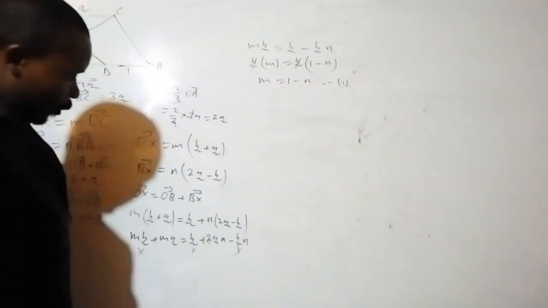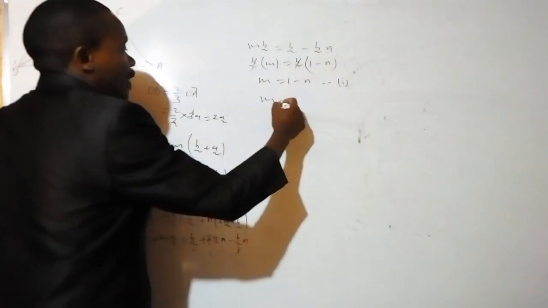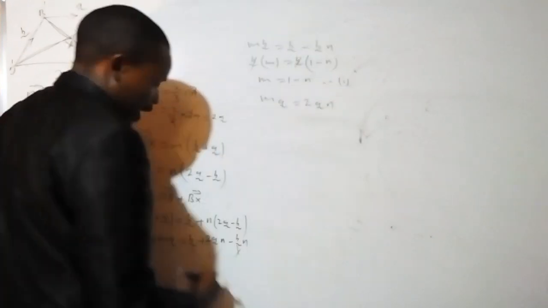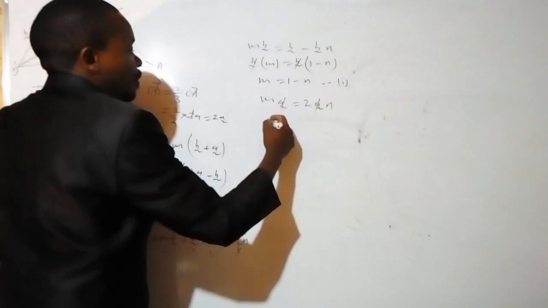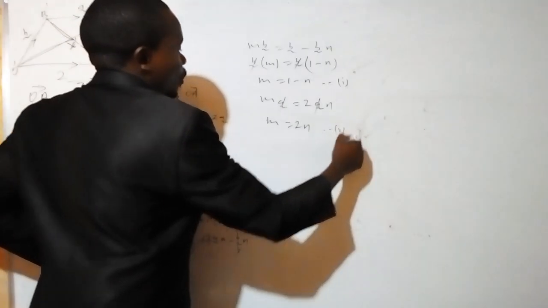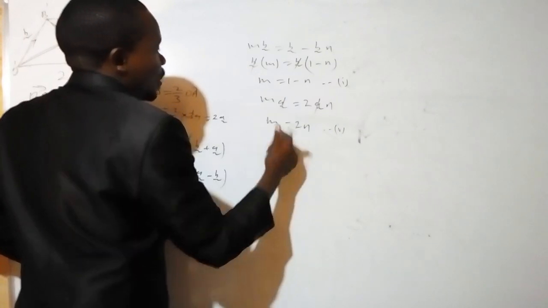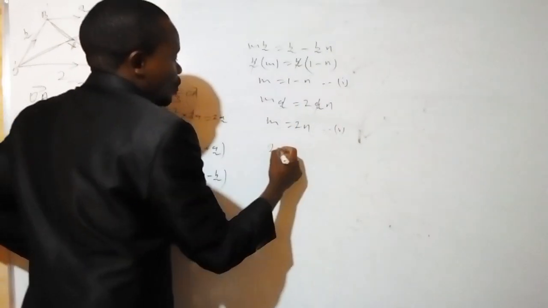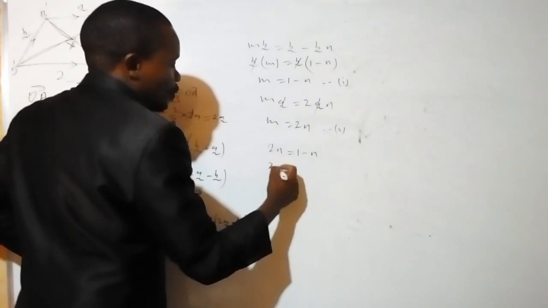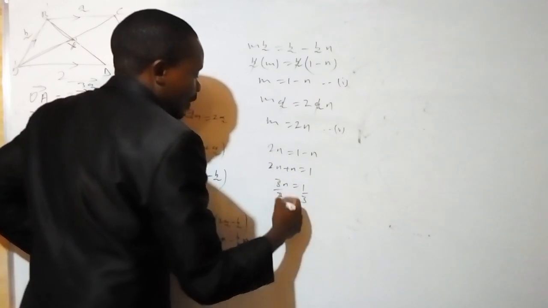You proceed to equation 2. Now you proceed to A, where we have A and A. M factor A is equal to 2 factor A N. You can drop factor A and A to be left with M is equal to 2N. This is our equation 2. Our M, we are going to substitute in equation 1. Where we have M, we replace it with 2N. So 2N is equal to 1 minus N. Like terms: 2N plus N is equal to 1. 3N is equal to 1. Divided by 3, N is equal to a third.